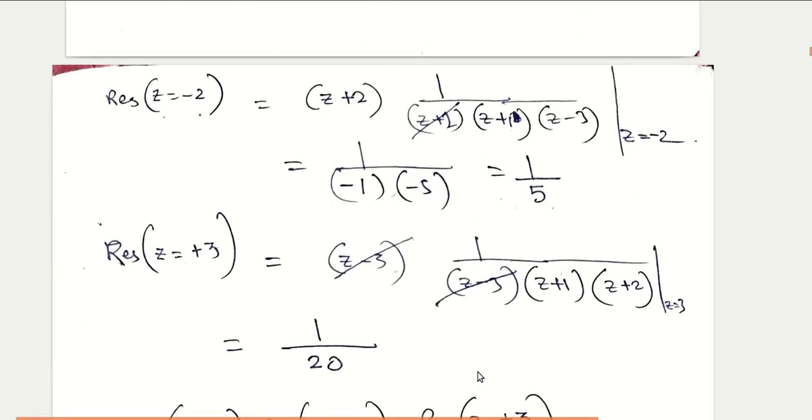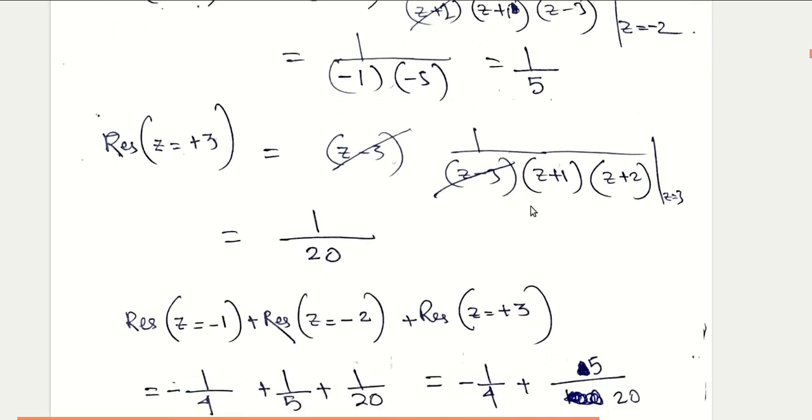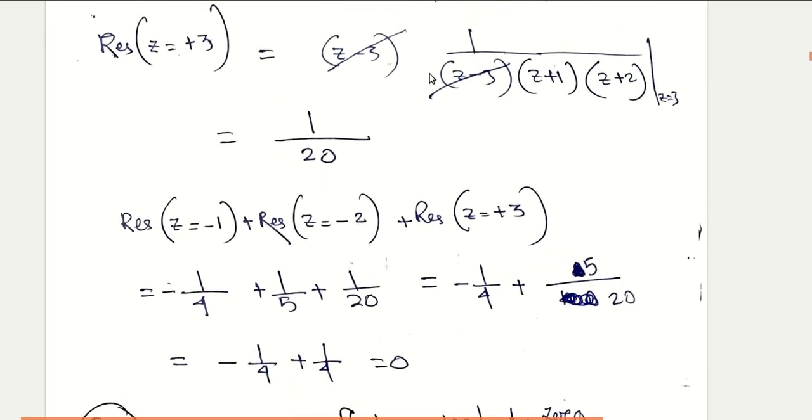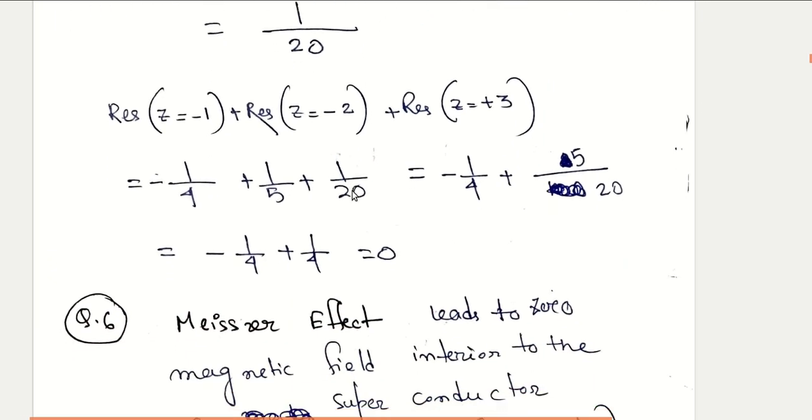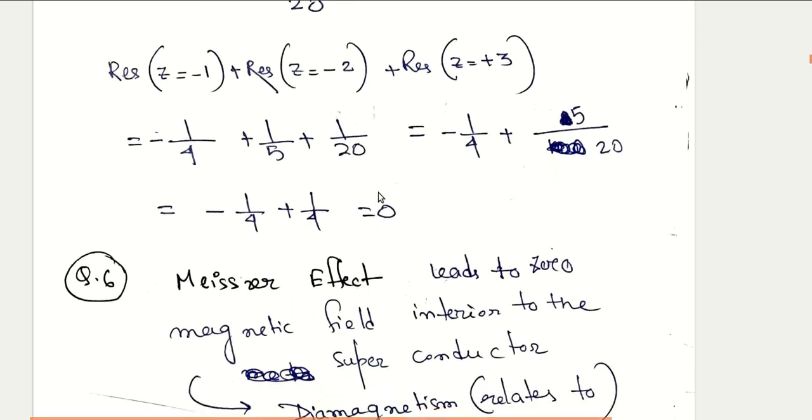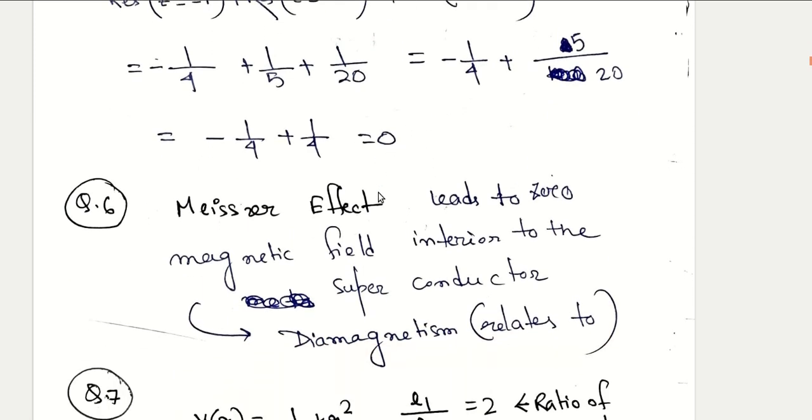Now next, the residue at z equal to minus 2: you need to multiply with z plus 2 in the numerator, and this z plus 2 will cancel out with the denominator, and you are left with 1 by 5. Then the residue at z equal to 3 is basically, you multiply z minus 3 in the numerator, and this will cancel out, and it will give you 1 by 20. If you add all the residues, it will give you 0. So that's why the integral will be 0.